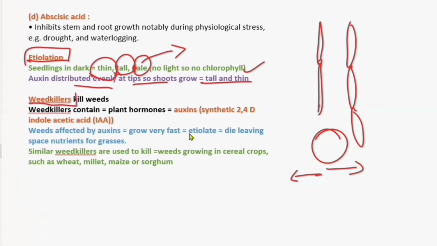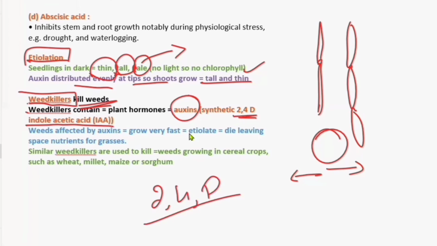Next is the weed killers. Weed killers kill weeds and they contain plant hormone. Mostly they contain auxin, right? And this auxin is not the one which is extracted from the plants. It is auxin which is synthesized in the laboratories or in the factories, right? This is actually 2,4-dichlorophenoxyacetic acid, and we also represent it by 2,4-D, right? At position number 2 and position number 4, the chlorine groups are attached to the acetic acid, right?